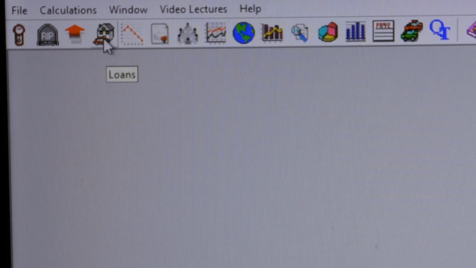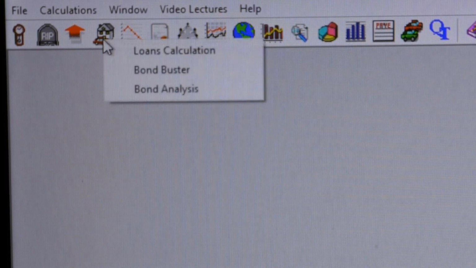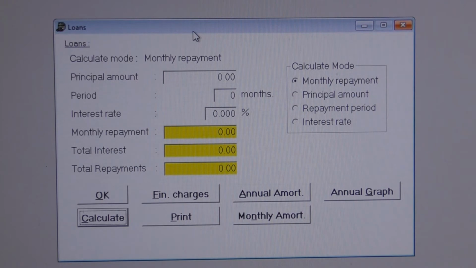This icon will open the loans calculators with 3 loans calculators. The first loans calculator allows you to determine any unknown factor in the loan formula. Simply select the unknown factor you want to determine as the calculate mode and enter the other amounts. The calculator offers annual and monthly amortizations as well as a 3D annual graph.